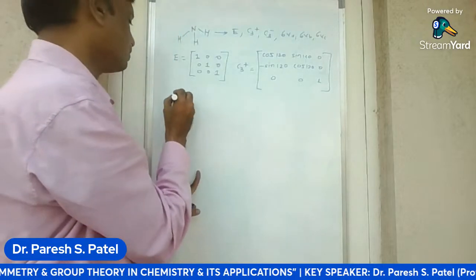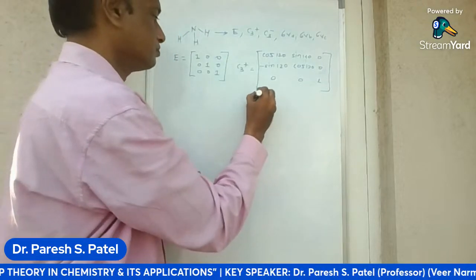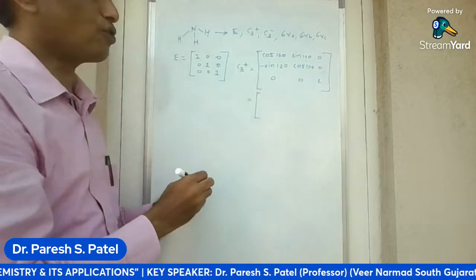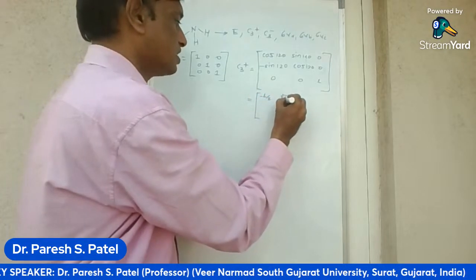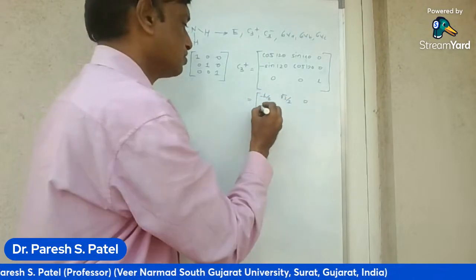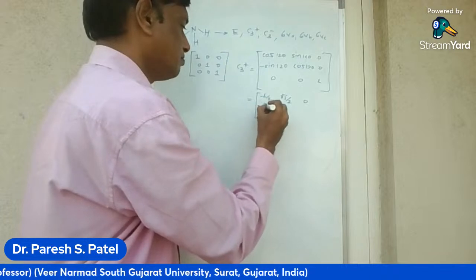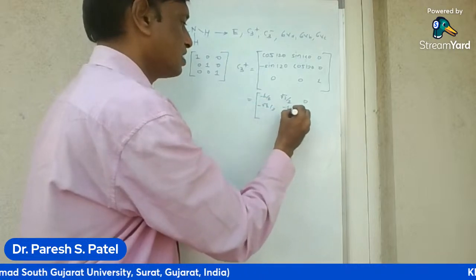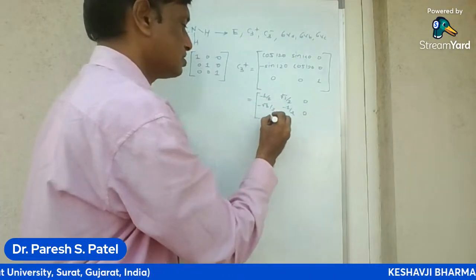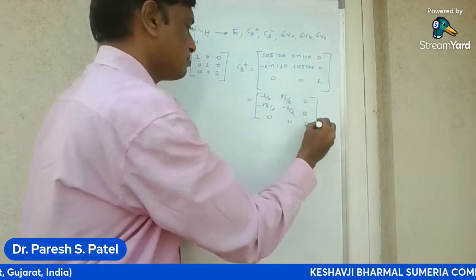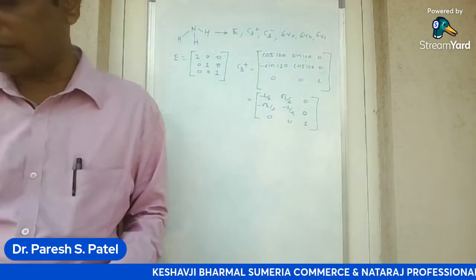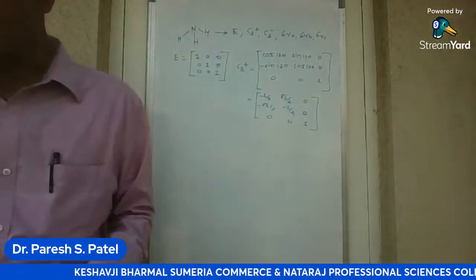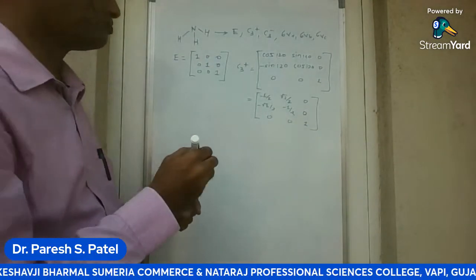So this is equal to: the value for cos 120 is minus 1 half, sin 120 is root 3 by 2, 0, minus root 3 by 2, minus 1 half, 0, 0 0 1. So this is the matrix representation for C3 plus, or we can say C3 1. This can be represented as C3 1.